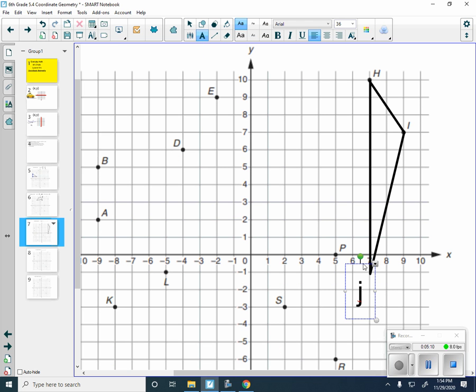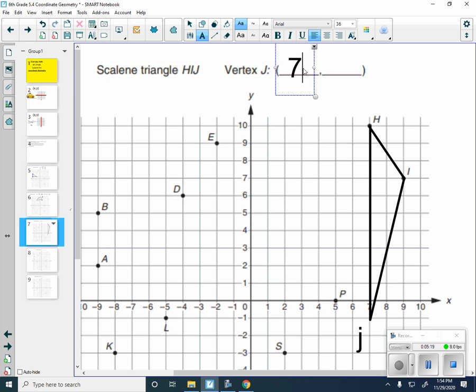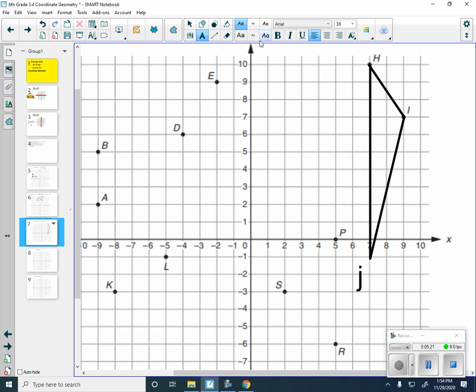Let's see where point J is at. It's right here. So on the x-axis, it's a 7. Right here is a 7. So we have a 7 here. And the y-axis, it is below into the negatives. It's in this quadrant. It's a -1.